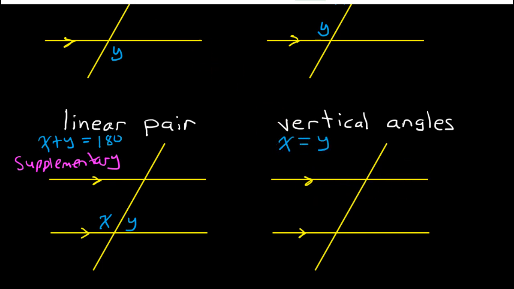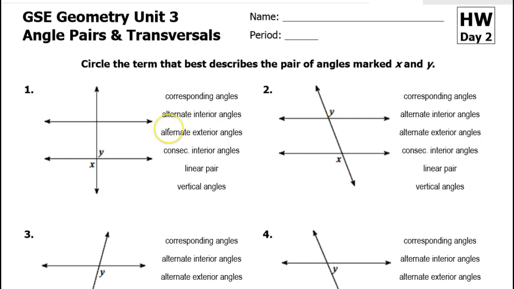More examples. These are vertical angles right here. And one more pair. These are vertical angles like right here. That was a very long introduction.